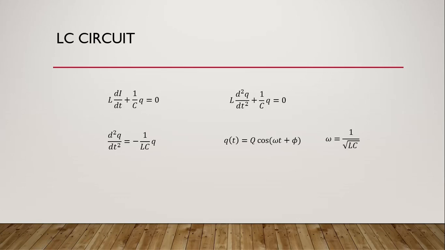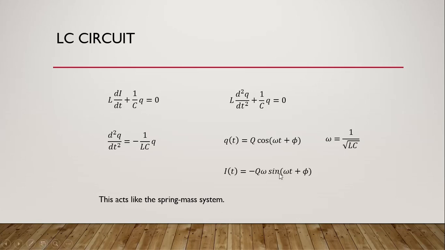Now it happens to work out that omega, the angular frequency, is related to L and C: 1 over the square root of LC is omega. How we can get this value of omega is by looking at other types of systems that look like this, say the spring mass or the pendulum, and apply what we already know. This is essentially a type of simple harmonic motion.